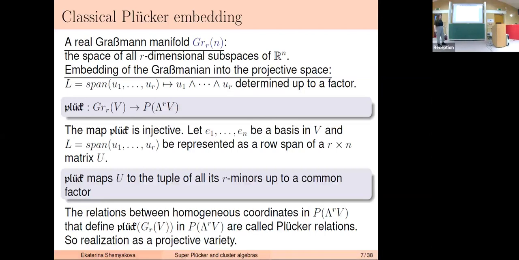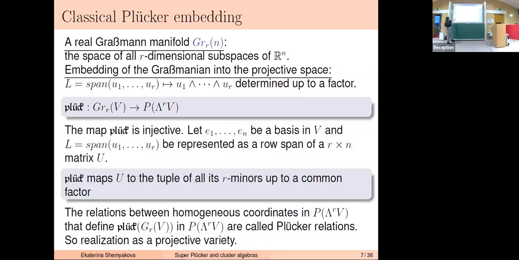Of course, the choice of basis is not unique, but as you know from linear algebra, if you choose a different basis, then the determinant of the change of basis matrix will appear as a factor. Then if you consider projectivization, you have a well-defined map. With this fixed notation, I will also consider the matrix U. Matrix U is what you get when you take the components of vectors u1 to ur and put them as rows.